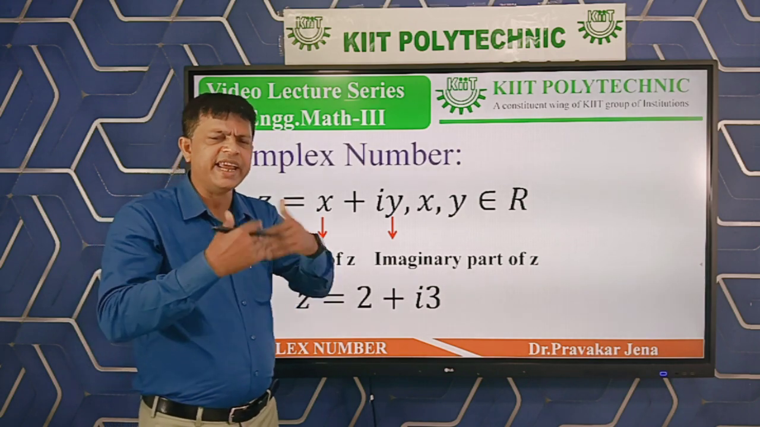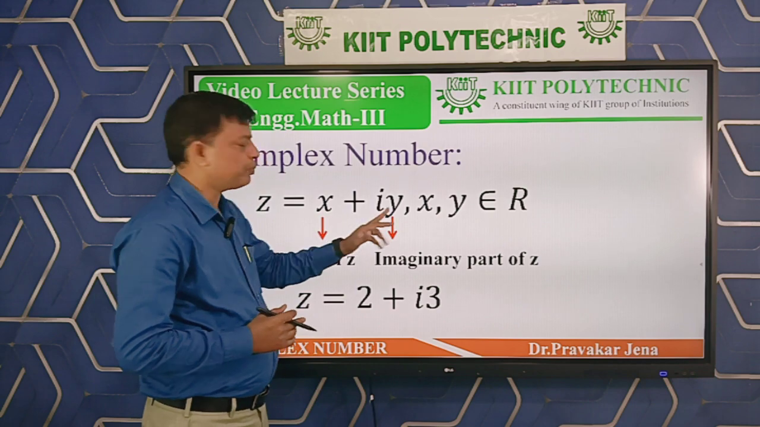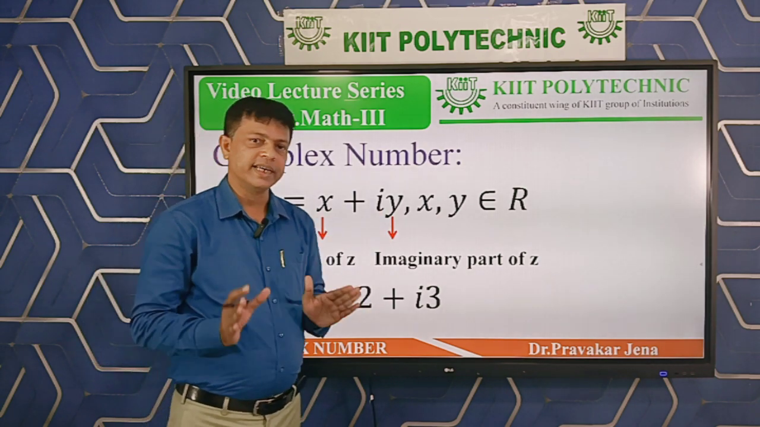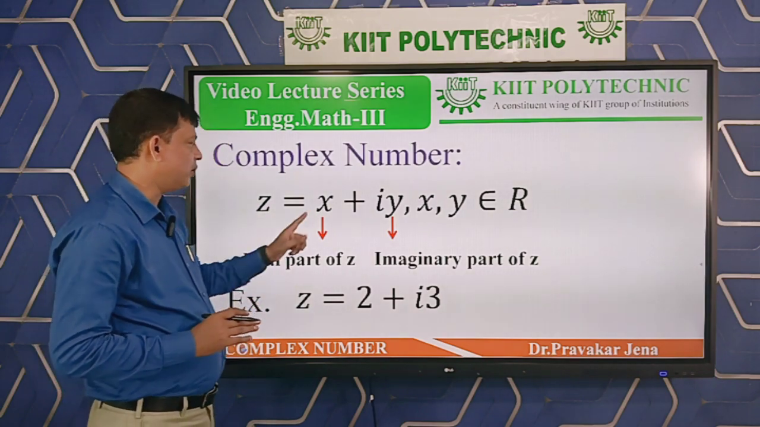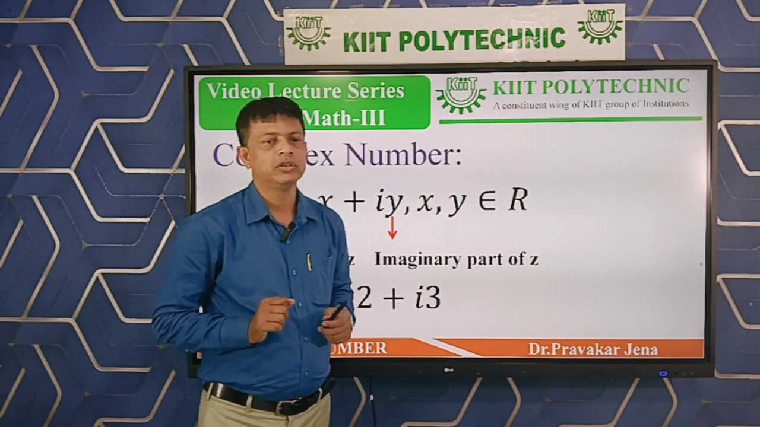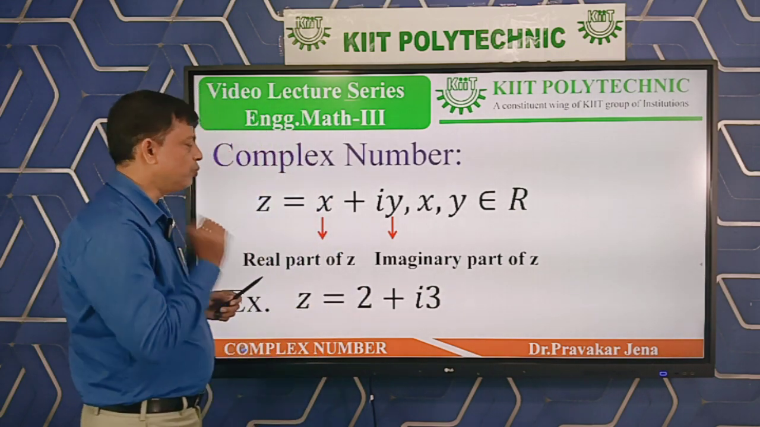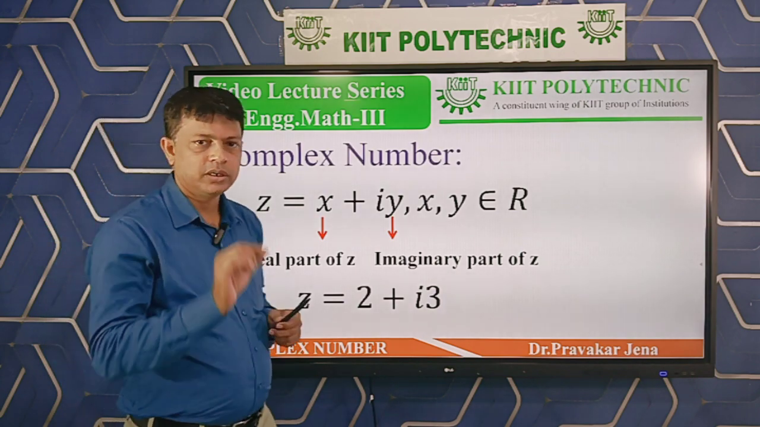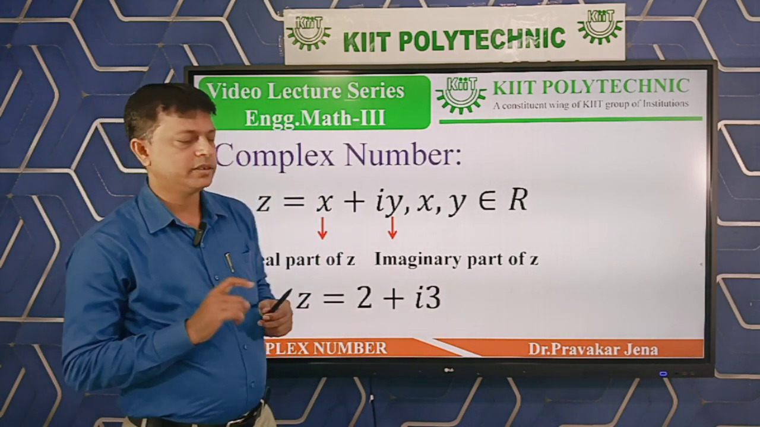You can consider any real number, not a problem. Any real number, then you can make it x plus iy form. So we can say that this is a complex number, and always a complex number is in the form of x plus iy. In every complex number, two parts are present. One is the real part, and another is the imaginary part.